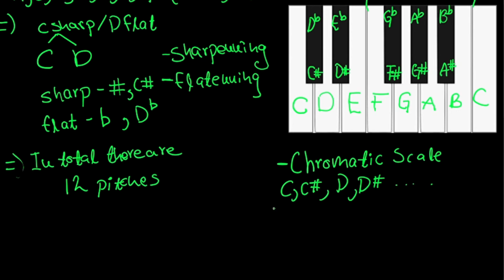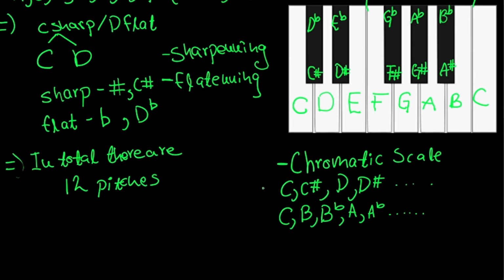So if I was going C, then I'd go B, then I'd go B flat. Remember, there's no pitch between C and B. That's why I didn't write a C flat, for example. Then I'd write A, then I'd write A flat, and so on and so forth until I reach C again.